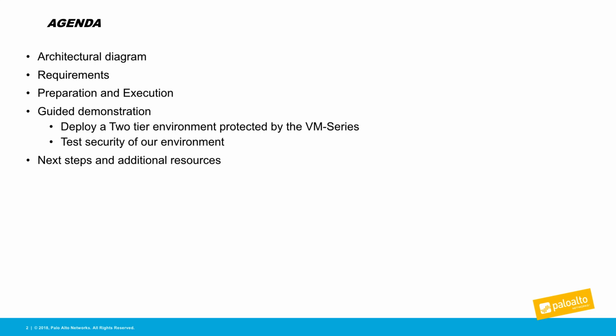Once we have all of this in place, we will go through the guided demonstration, and together we will deploy a two-tier environment that is going to be protected by VM-Series. When everything is up and running, we will run some tests, and as a last step, we will see some additional resources. Let's jump into the architectural diagram.